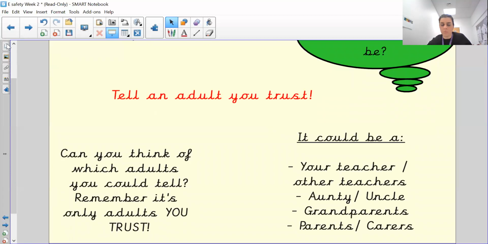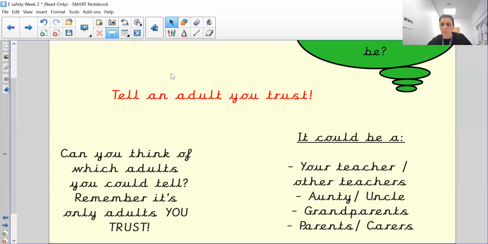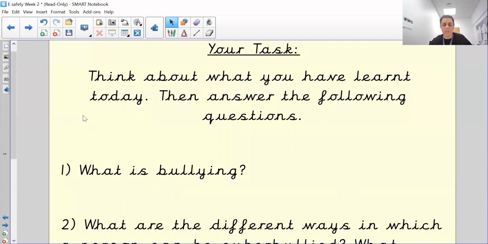Now, it's really important because at the moment, we're all talking a lot on Teams, and you might be sending each other pictures and that sort of thing. So just make sure that we're being kind to each other on Teams. Okay, you have got a task. I'm just going to talk to you very quickly about Teams before we carry on.